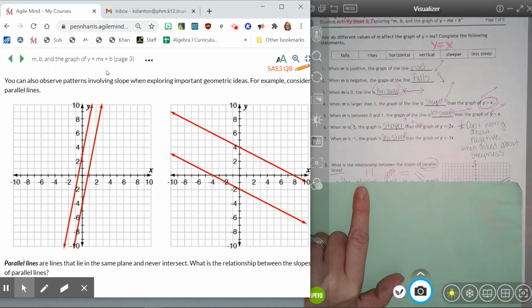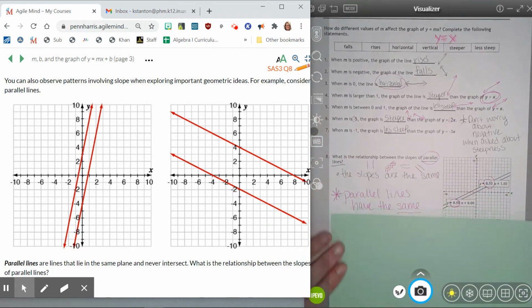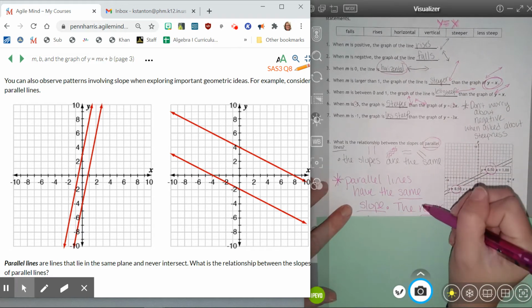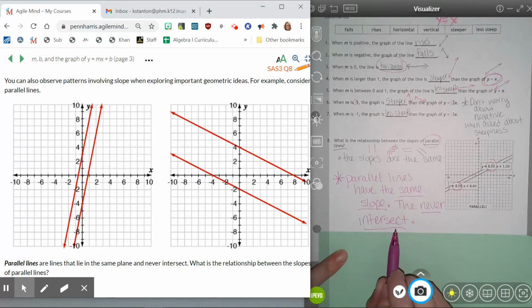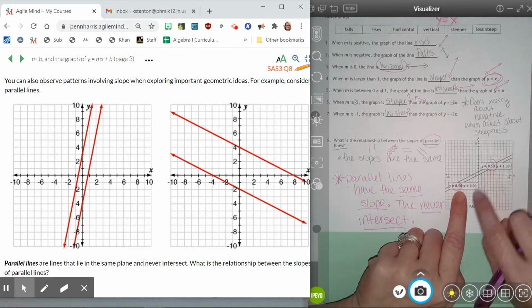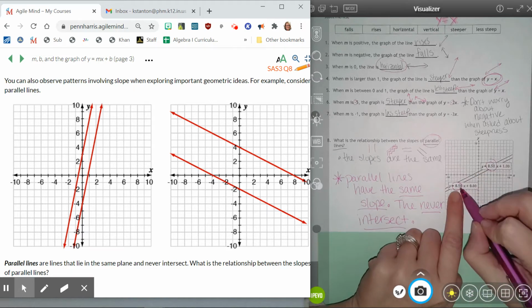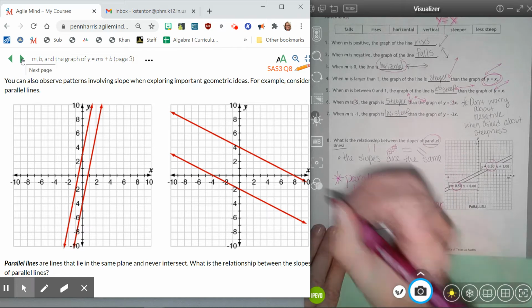Okay. The thing about stairs, the big thing that I want you guys to know is that parallel lines have the same exact slope. The fancy thing about parallel lines is that they will never, ever intersect. And what I want you to take note of is that even though this one's sitting at 0 and this one's sitting at +1, they have the same exact slope. Parallel lines have the same exact slope.